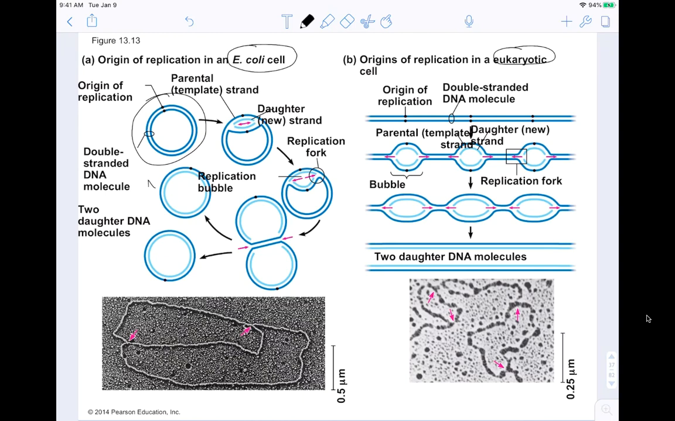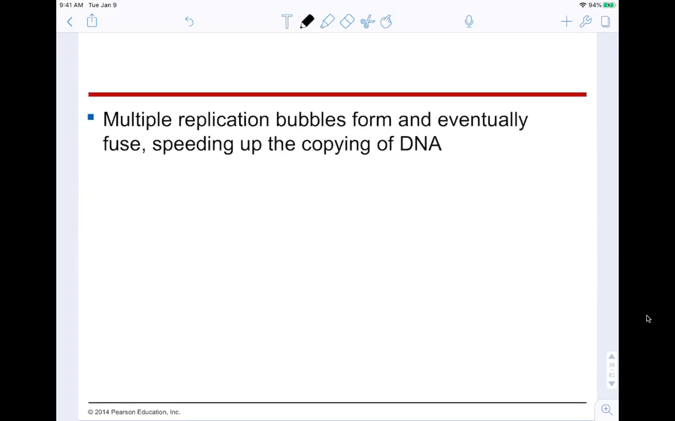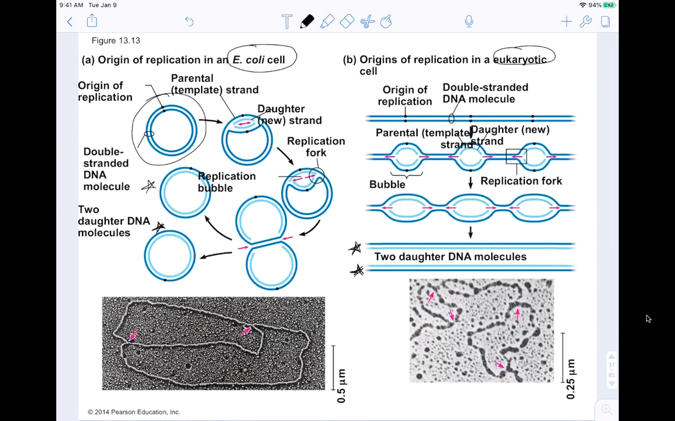You are going to create two identical copies of DNA at the end here, and you will also create two identical copies of DNA here. So the process is similar, but a little bit more complicated in eukaryotes, and of course the end product, you're duplicating that particular organism's DNA. So our DNA is more linear, whereas an E. coli or bacterial cell has more circular DNA. Okay, so multiple replication bubbles form and eventually fuse, speeding up the copying of the DNA. So that's what you can kind of see happening here. So you have all these bubbles and then they start to elongate and eventually they'll meet up in the middle. So then it's just like, boom, the whole thing's being copied.